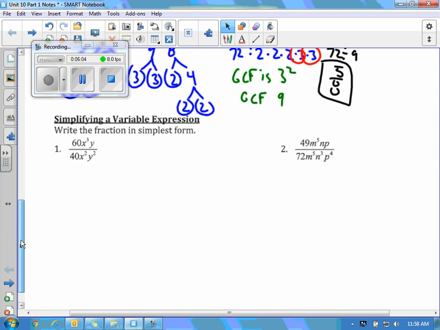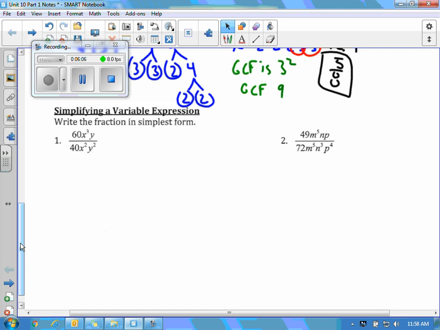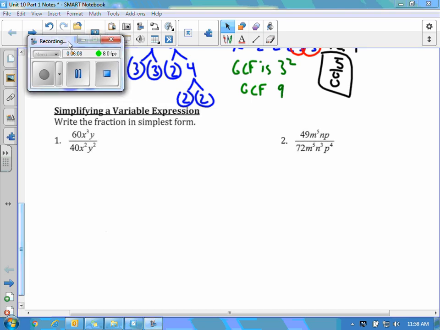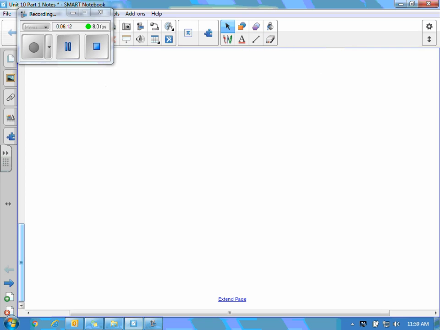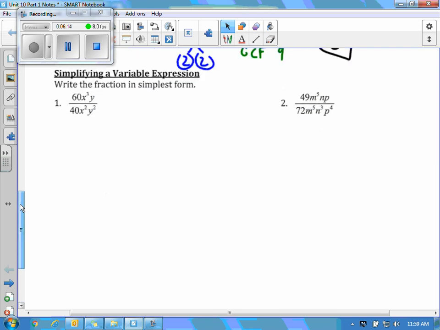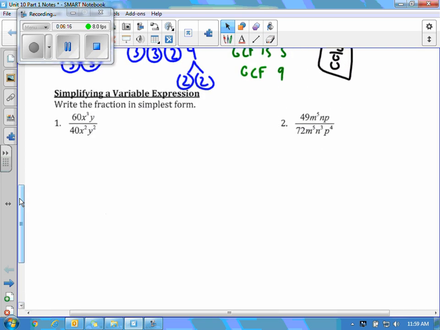So the last concept we'll talk about before you get to your review questions is simplifying a variable expression. So now we have variables involved and exponents. We're going to do this the same way we did the problems before. We just have to take all these variables into account. So I'm going to start by doing a factor tree for 60 and a factor tree for 40, and I can worry about the variables in a second.